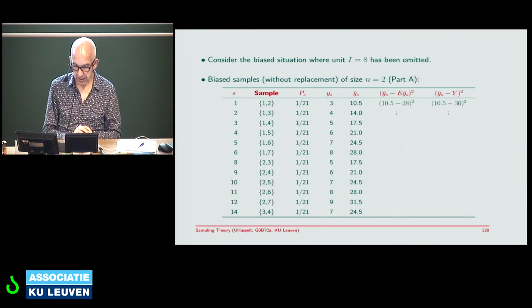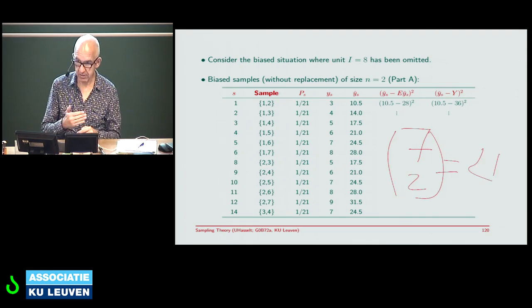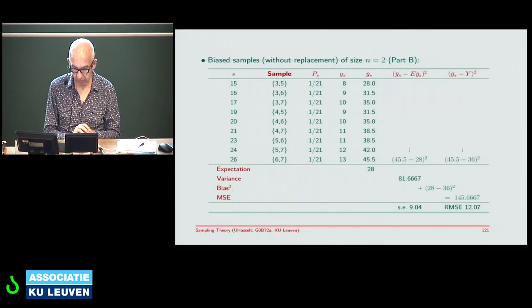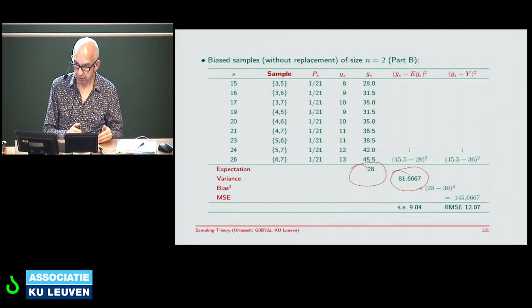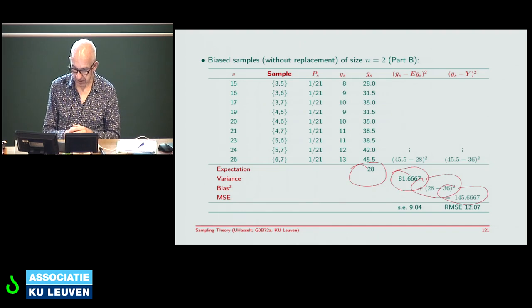But now, let's say we make a mistake and for some reason somebody omitted by accident number 8 from the population. So we no longer know about number 8. Well, then of course we're going to have 7 choose 2, which is 21 different samples. Every sample that contains the number 8 is removed. 21 only, of which the average is 28 rather than 36. There is bias. If we calculate the variance, it looks smaller than before. So you would say this is better. But no, we have to add the bias square and we find 145.67.